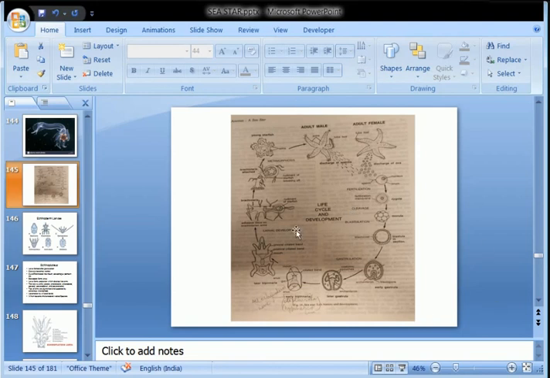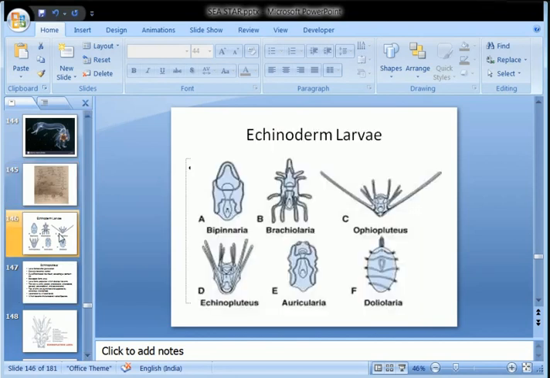Now, in this particular slide, we talked about these two larvae, that is the bipinnaria larva and the brachiolaria larva, right? So that means these two larvae are commonly present in the sea stars. That means in the class Asteroidea, right? So today we will be talking about other larval forms belonging to other classes or all the classes of echinoderm, phylum Echinodermata. So these are various larval forms. There are diverse larval forms present in phylum Echinodermata.